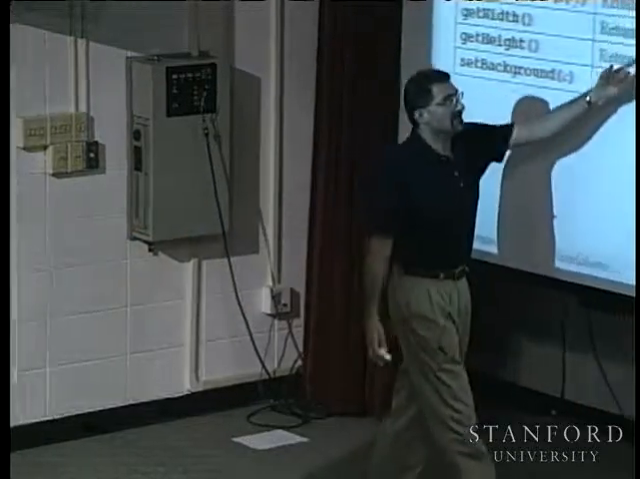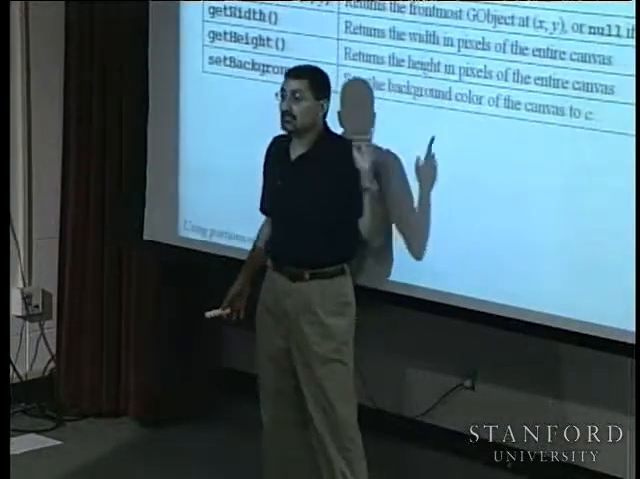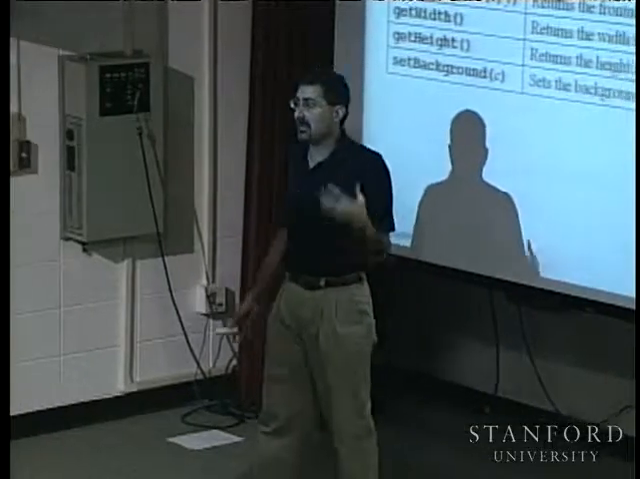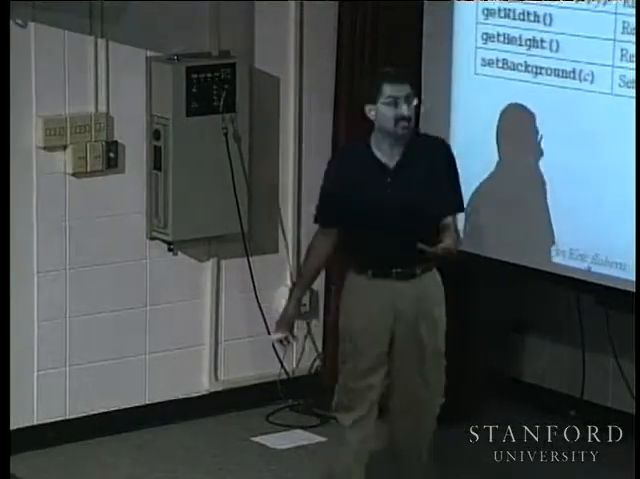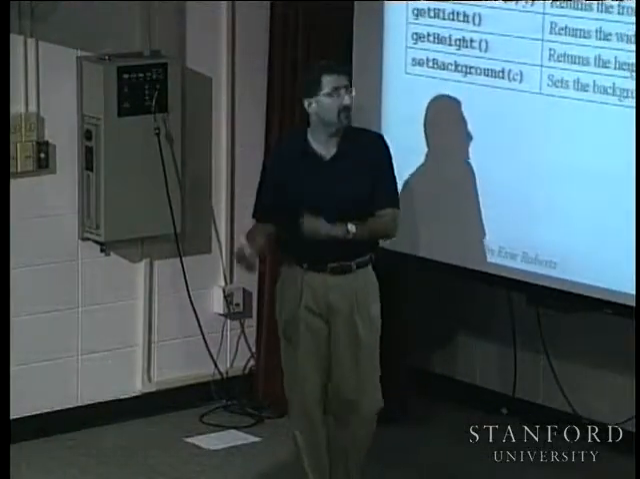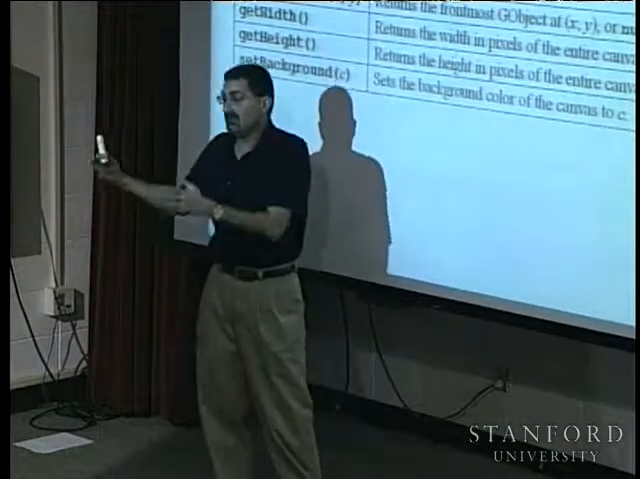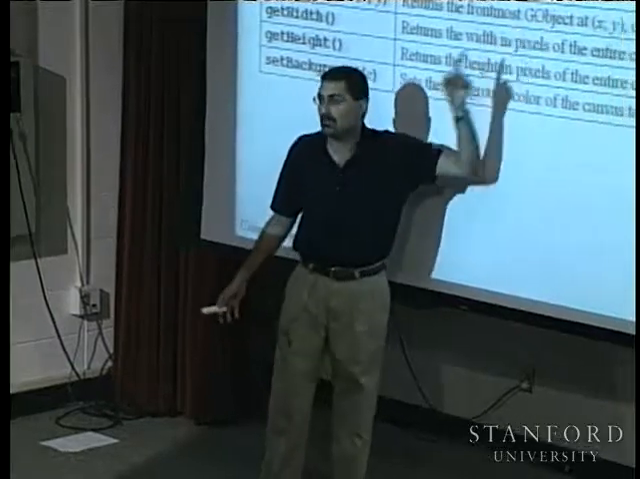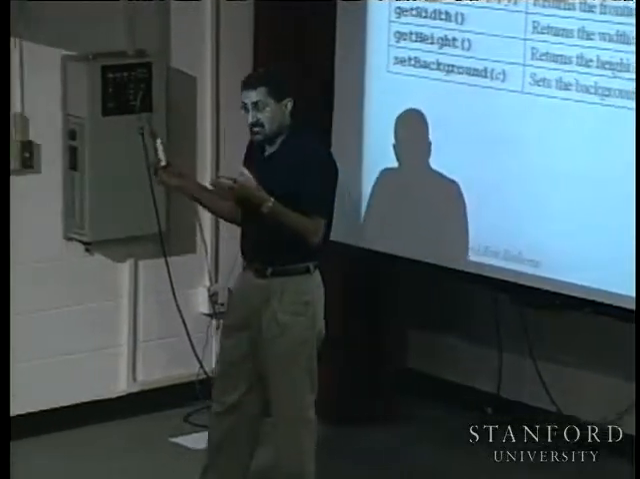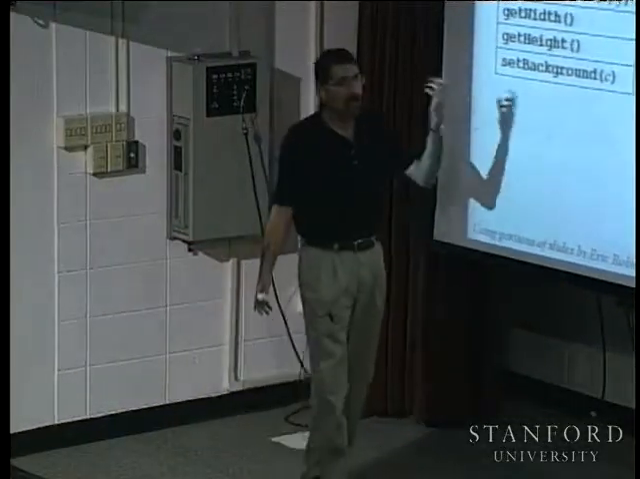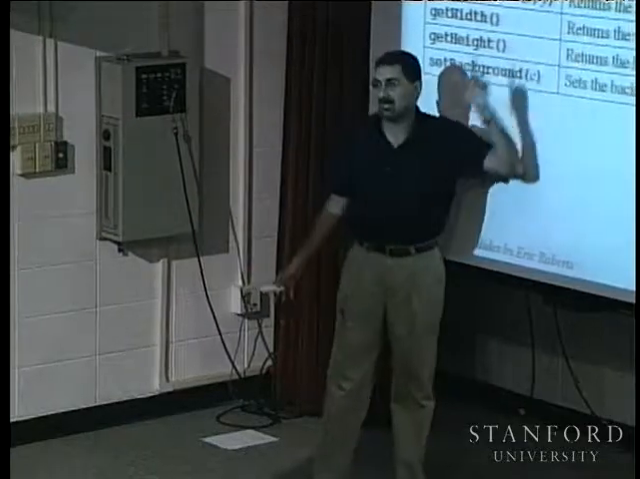Okay? Otherwise, it will actually give you back a GObject, which could be a specific thing. It could be a GRect, a GOval, a GLine, whatever it is. But all of those GRect, GOval, GLines are all of type GObject. So in fact, even if it gives you a GRect, it's still giving you a GObject back, because a GRect is just a specialization of a GObject. So it will actually give you back an object that's at that xy location.